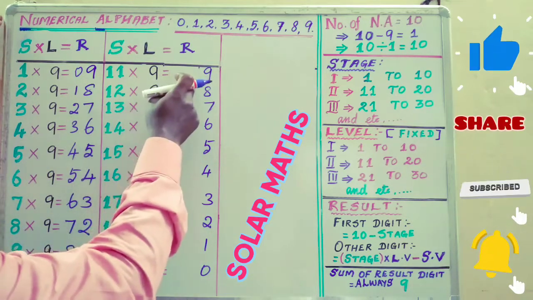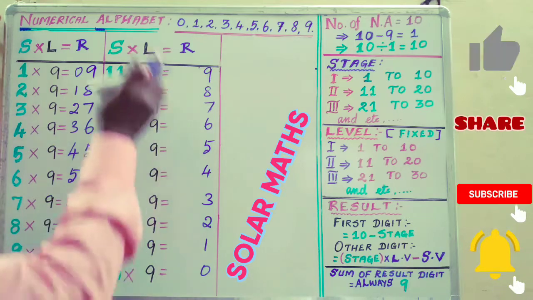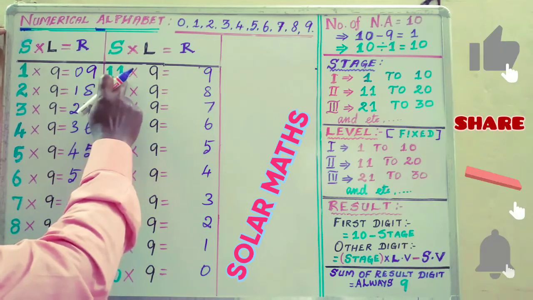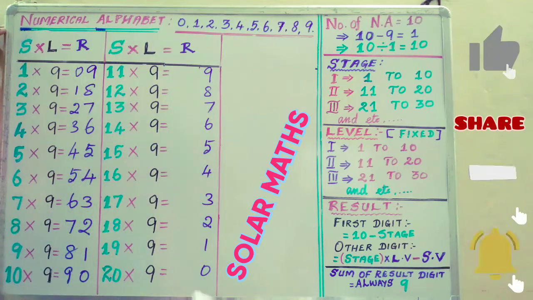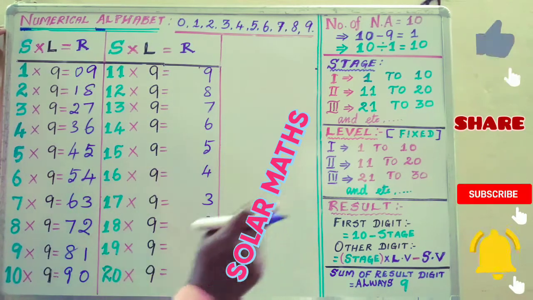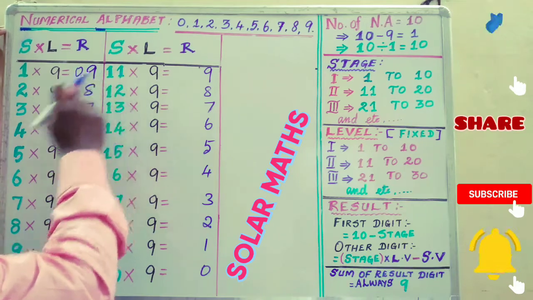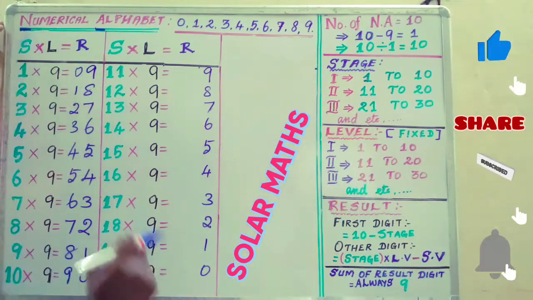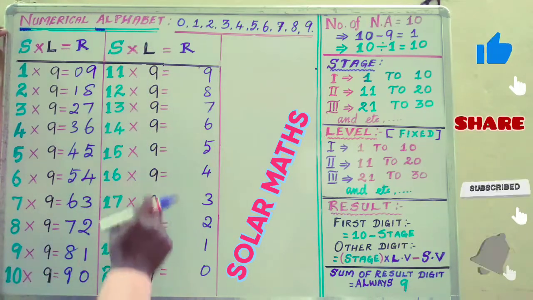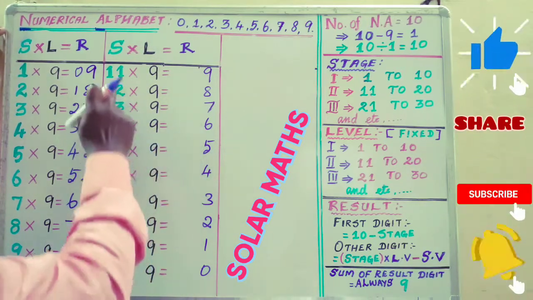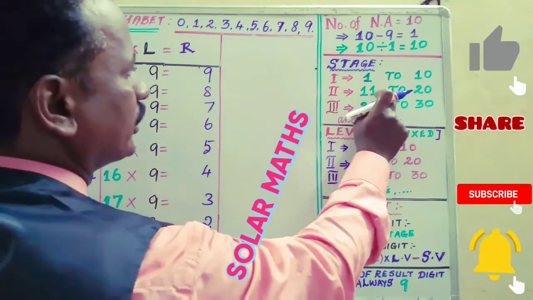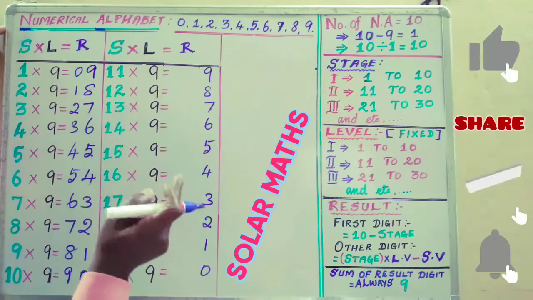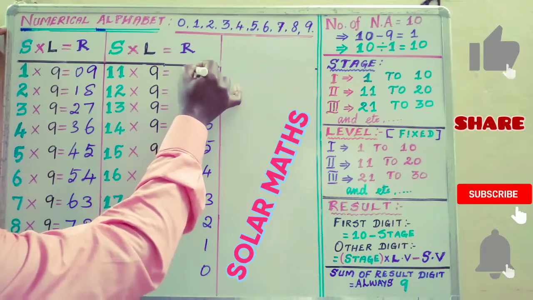And then the other digit of the result value. The other digit of the result value is stage into level value minus stage value. So stage is 11 and level value is here 1, and the stage value is 2, because 11 is in the second stage. So 11 into 1 is 11, 11 minus 2 is 9.